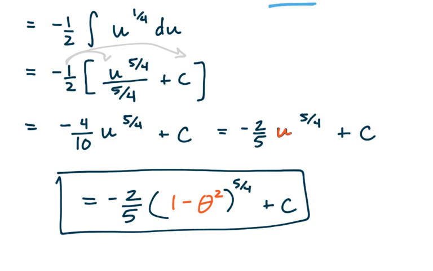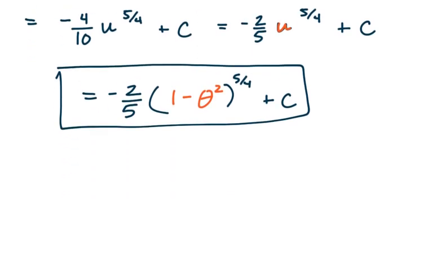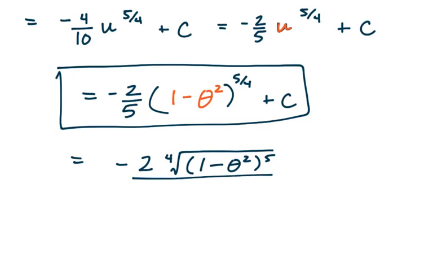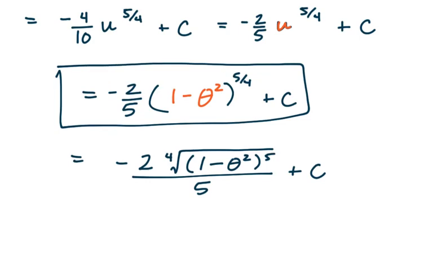But of course, if you want to put that radical form back in there, you could rewrite this and say negative 2, we have the 4th root of 1 minus theta squared to the 5th, over 5 plus C. So that's just an alternate form. And you just want to make sure that you're comfortable with your algebra skills so that rearranging our expressions or our functions in calculus isn't difficult for us. So let's do 2 more similar examples in this video.